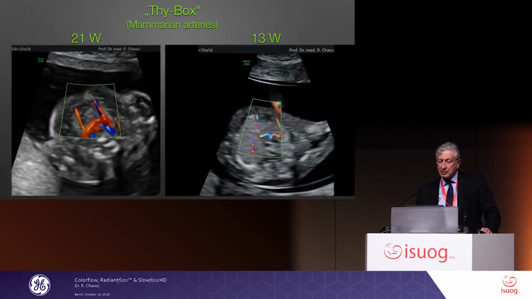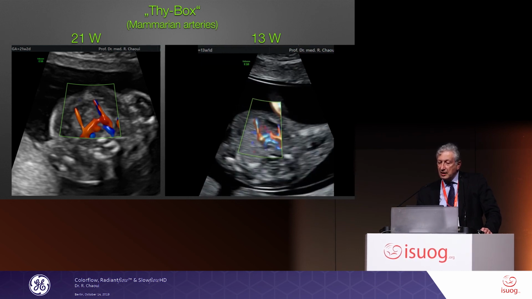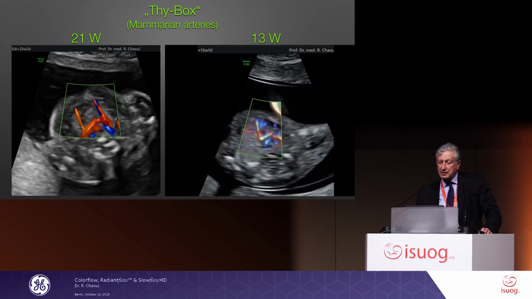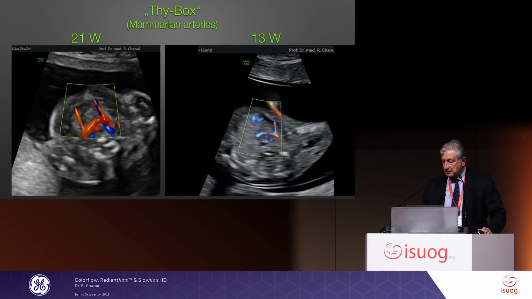Another view is the thigh box, the mammarian arteries described by Dario Palladini. You see here the thymus surrounded by the mammarian arteries with color Doppler and Radiantflow, and this is at 13 weeks, and you see the thymus clearly within or between these two mammarian arteries as a thigh box at 13 weeks.